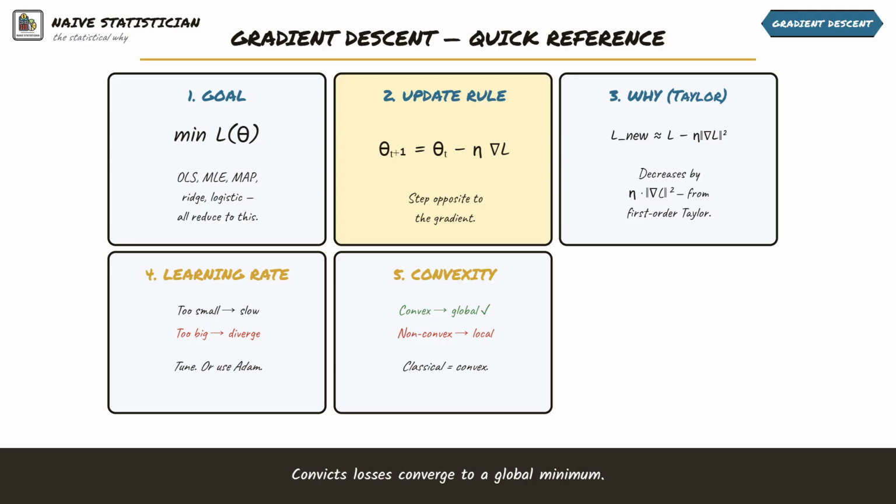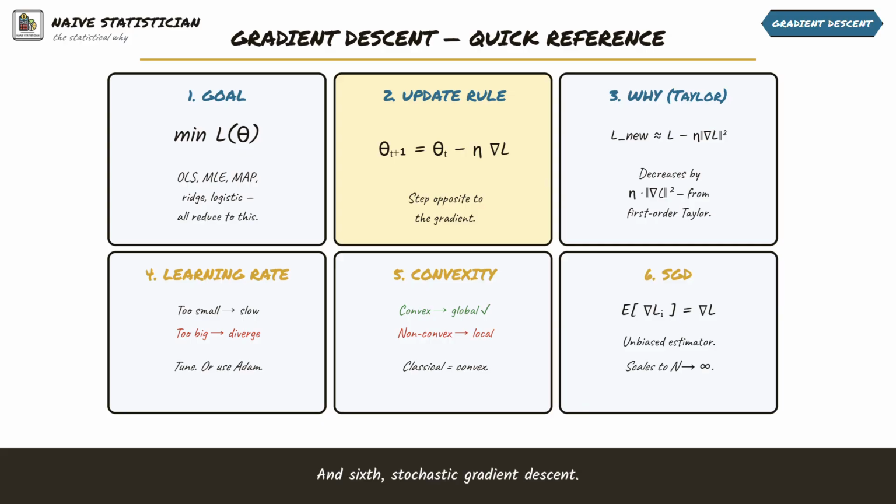5th, the convexity guarantee. Convex losses converge to a global minimum. Non-convex losses converge to some local minimum. Most classical statistical losses are convex. And 6th, stochastic gradient descent. Replace the full gradient with a sample-based unbiased estimator. Scales to huge data sets. Screenshot this card. Keep it next to your notebook.